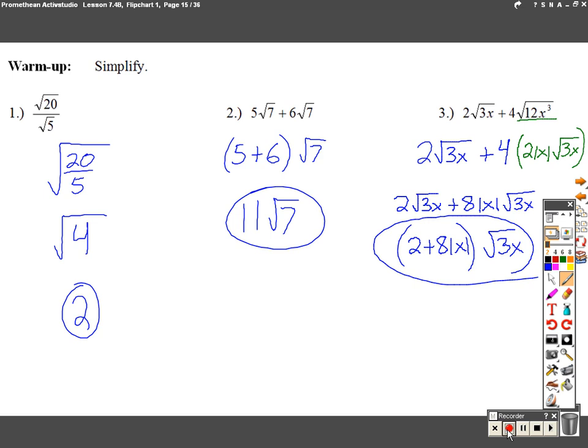Okay, go ahead and see how you did there. Only thing I'd like to point out in number 3 is remember how you have to simplify the square root, whatever method you prefer. You have to utilize absolute value brackets around the x, and in the end, once you collect the like radicals, you factor out the square root of 3x. You cannot simplify the 2 plus 8 times the absolute value of x anymore. Make sure you leave it in parentheses.